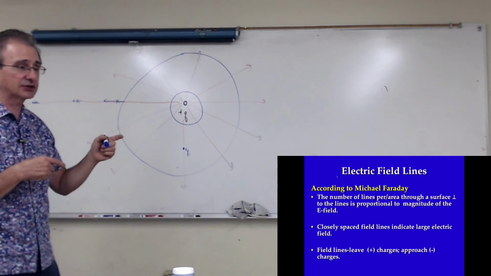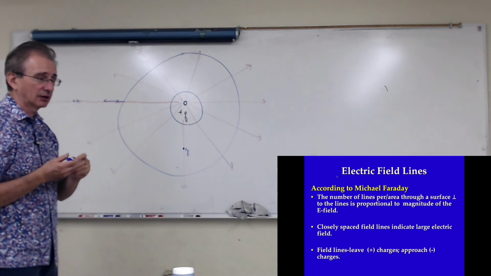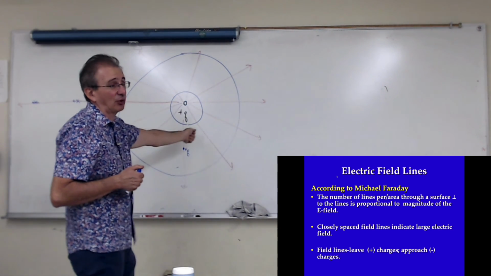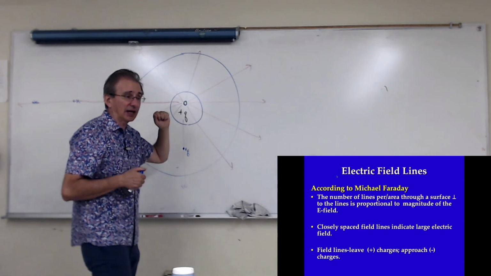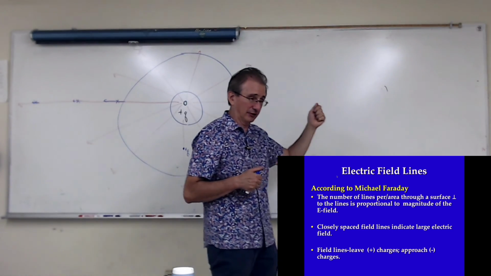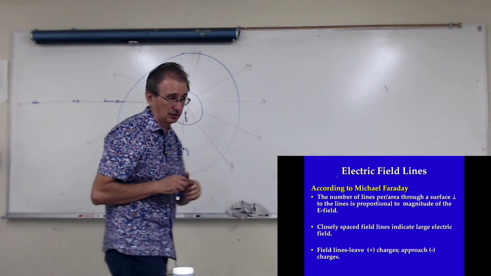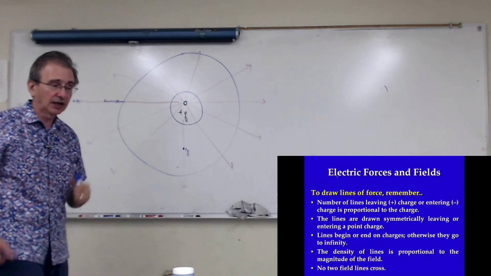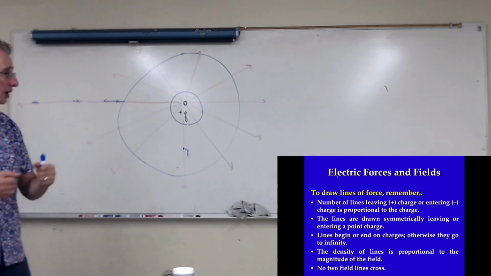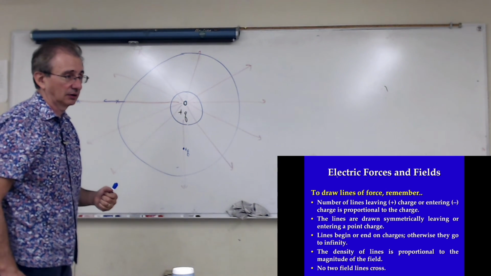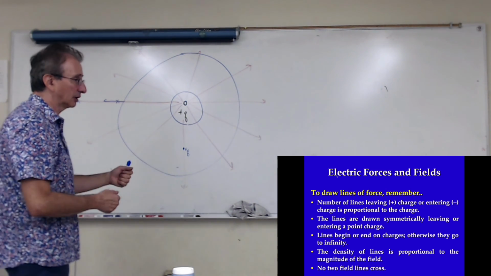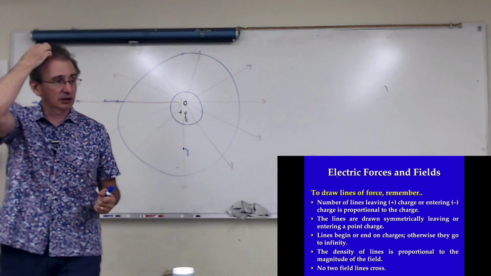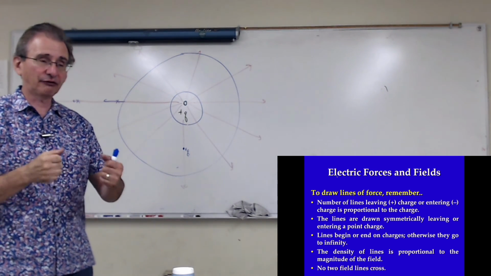When we draw these electric field lines, we want to draw them so that they leave a positive charge, because the electric field points away from the positive charge, and they approach a negative charge, because the electric field points towards a negative charge. If you want to draw field lines to understand the electric field produced by a system of charges, you have to obey the following rules.